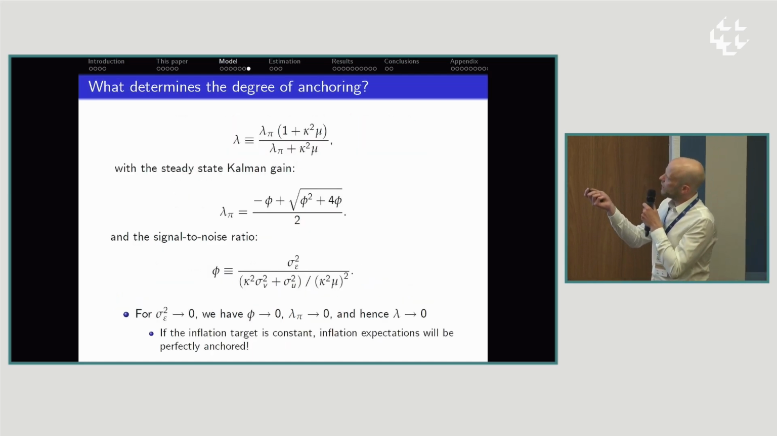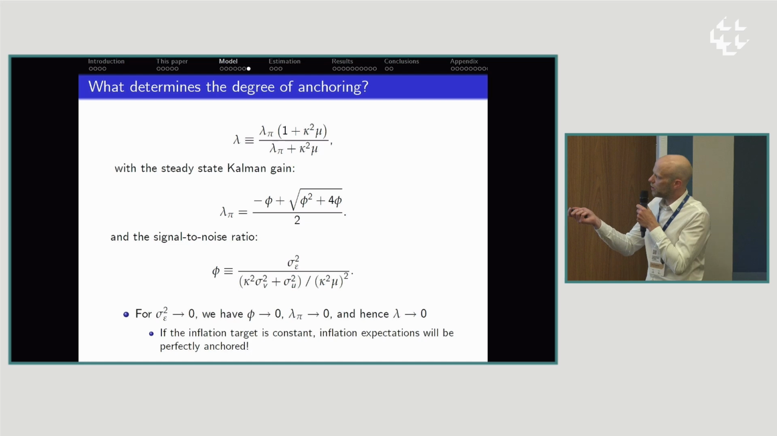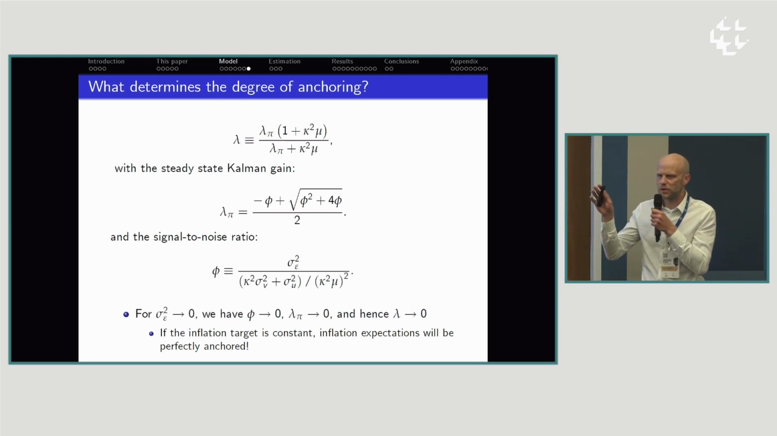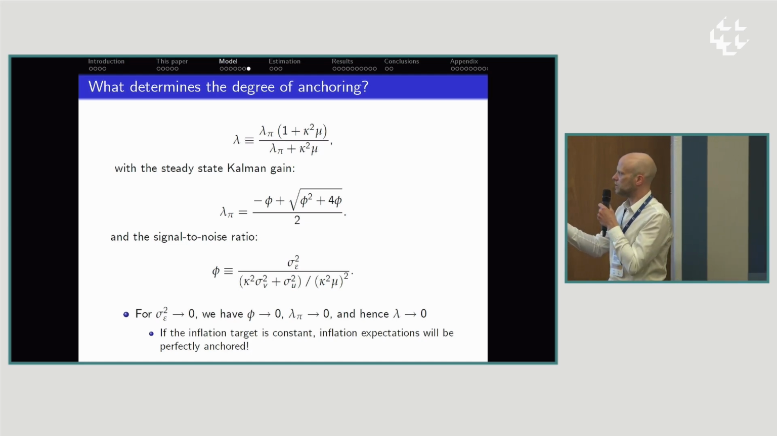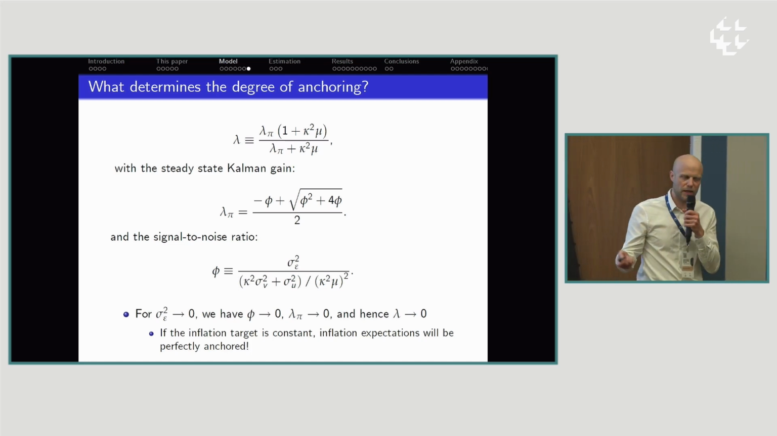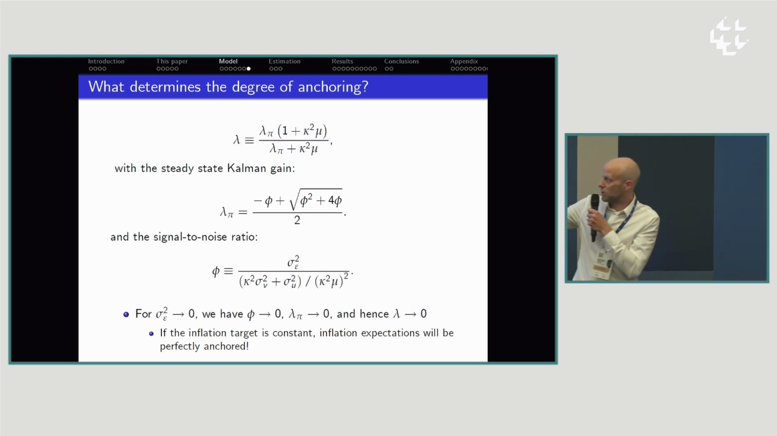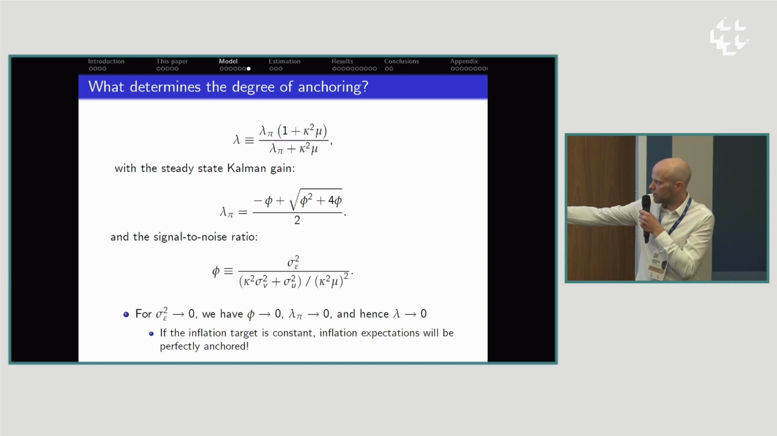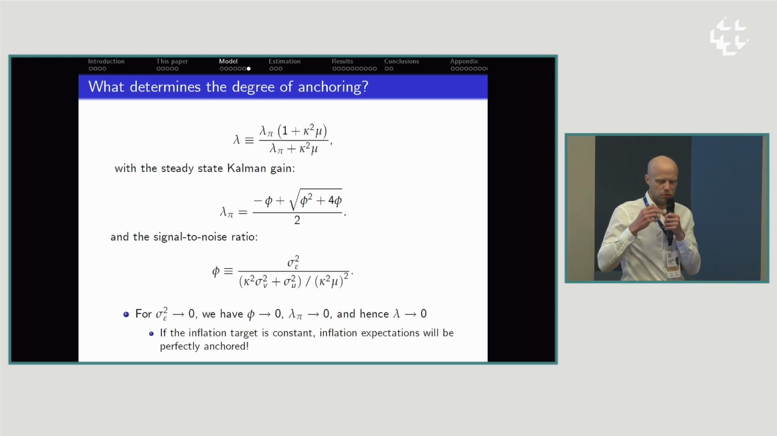And the inflation Kalman gain will be given by this formula right here, the optimal gain, where phi is the signal-to-noise ratio. In this simplified version of the model, the signal-to-noise ratio is simply the variance of the inflation target shock relative to an expression which is a function of the variance of the temporary demand and supply shocks. And this is just to provide some intuition.